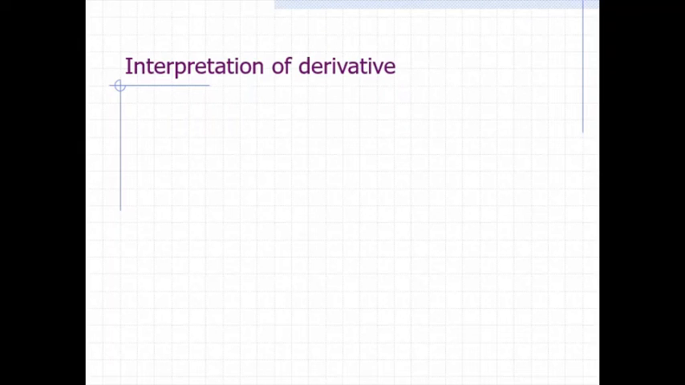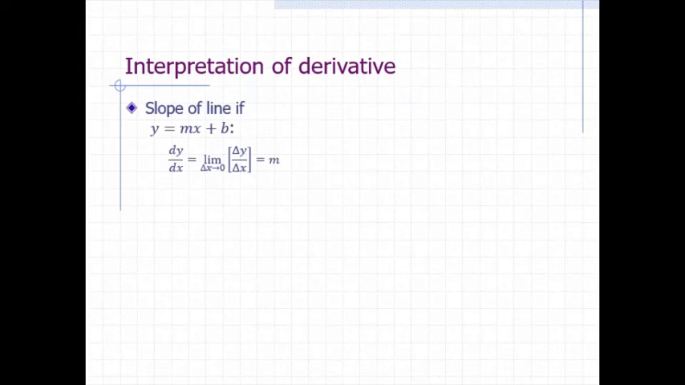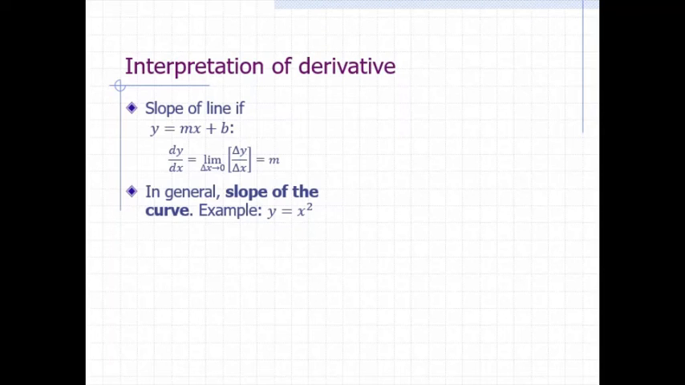We saw that if a function describes a straight line, the derivative is equal to the slope of the line. In other words, if y equals mx plus b, where m and b are constants, then the derivative of y with respect to x is equal to the slope m. We can extend the concept of slope to functions that do not describe a straight line. We can define the derivative as the slope of the curve.